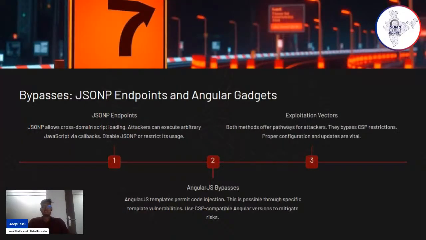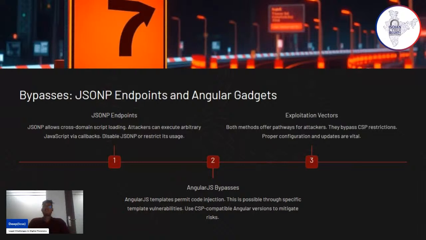Now, the bypasses: JSONP endpoint and Angular gadgets. So what is a JSONP endpoint? JSONP allows cross-domain script loading. An attacker can execute arbitrary JavaScript via callbacks. So if you disable JSONP or restrict its usage, we can mitigate it. In this endpoint, if we use the callback method, then we can execute arbitrary JavaScript code. That is why we need to restrict its usage, so that we can prevent the attack.